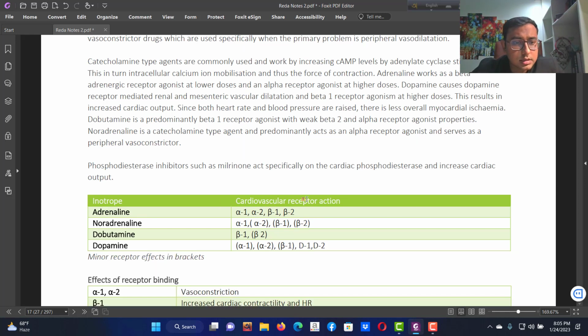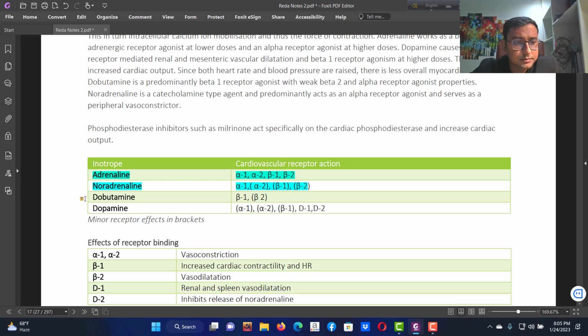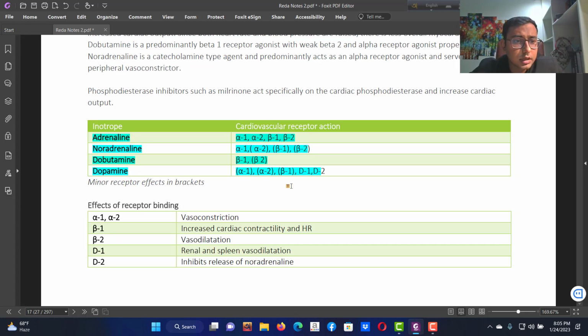So here you can see some inotropes: adrenaline acts on alpha 1, alpha 2, beta 1, beta 2, and noradrenaline on alpha 1, alpha 2, beta 1. These are the inotropes. They increase heart rate and force of contraction. They also cause peripheral vasoconstriction, by which pressure is increased. Dopamine and dobutamine act on beta 1 and beta 2; especially dopamine will increase blood pressure, and dopamine also has D1 and D2 receptors.